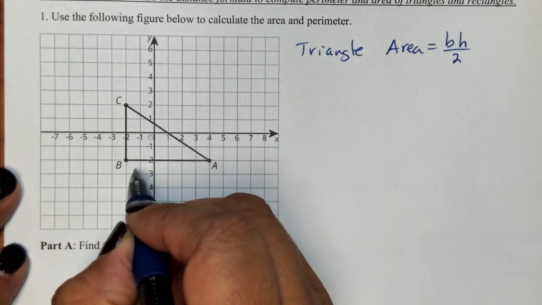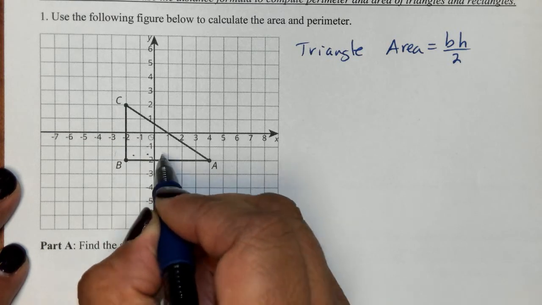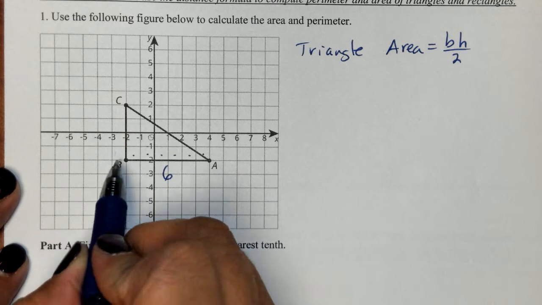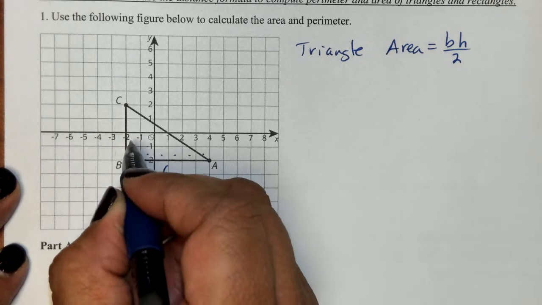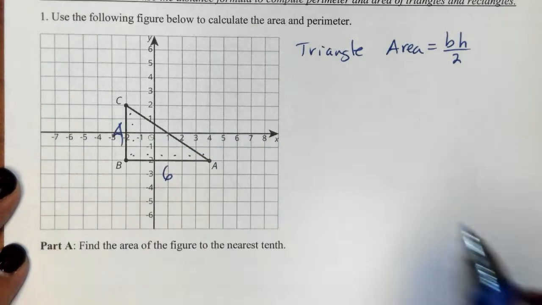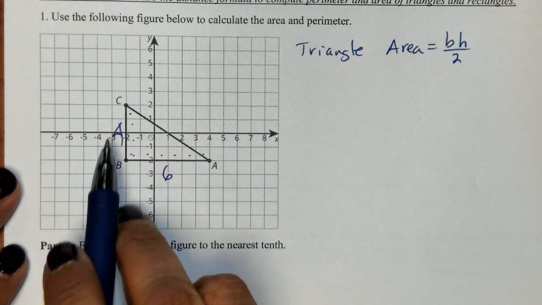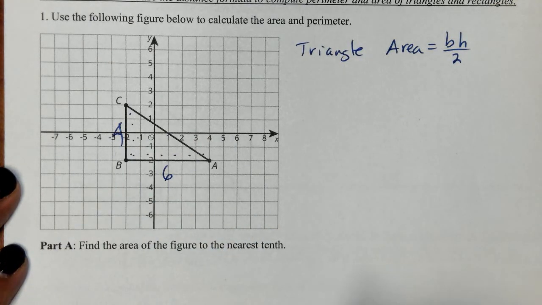But we have, I'm going to count, 1, 2, 3, 4, 5, 6 from A to B. And from B to C, I have 1, 2, 3, 4. Okay? So I'm going to take those numbers. This is my base, that's my height. Okay, and we're going to figure out the area.